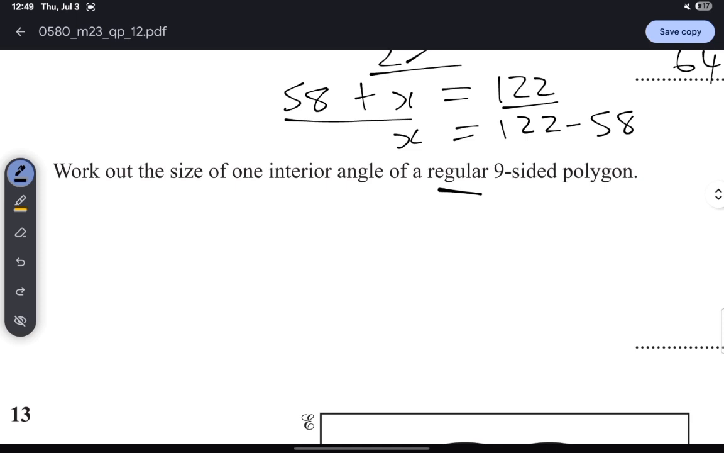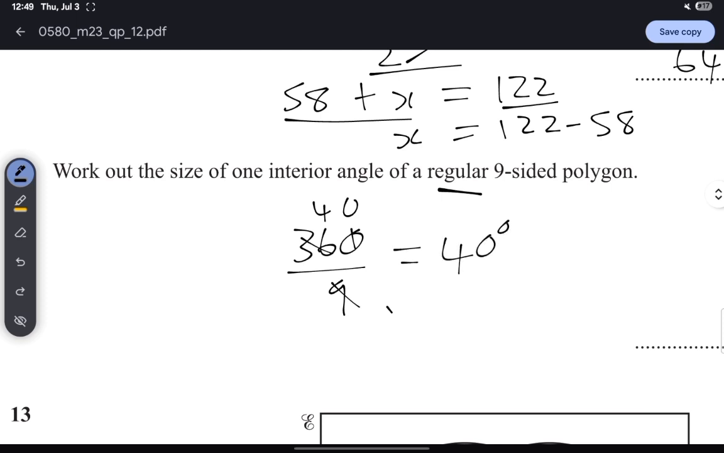We know the total of exterior angles. Okay, exterior angles add up to 360. So 360 divided by the number of exterior angles, which is 9, gives 40. So it means each exterior angle is 40.